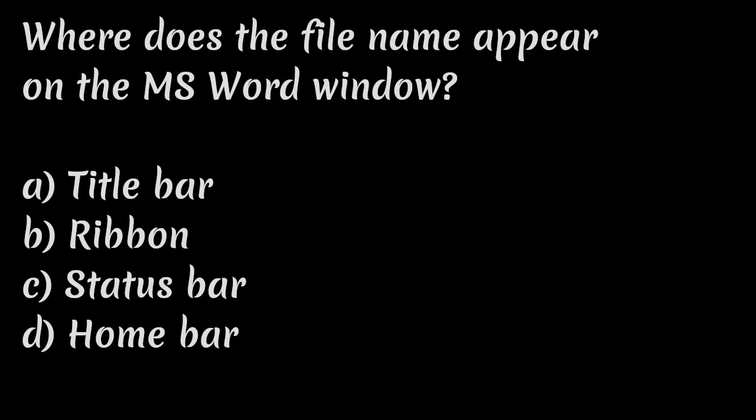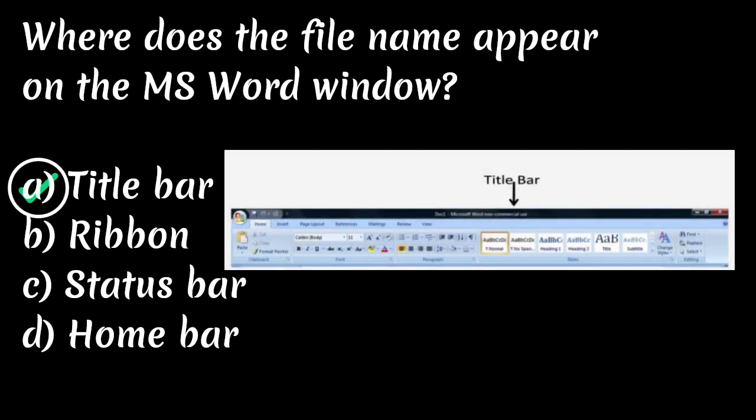Question 19. Where does the file name appear on the MS Word window? A. Title bar. B. Ribbon. C. Status bar. D. Home bar. Answer A. Title bar.